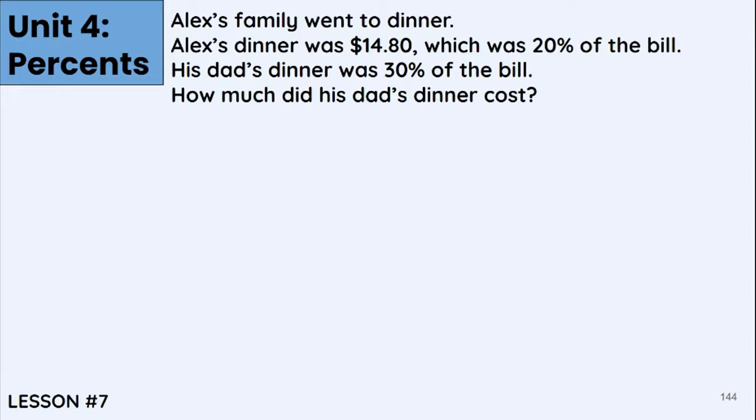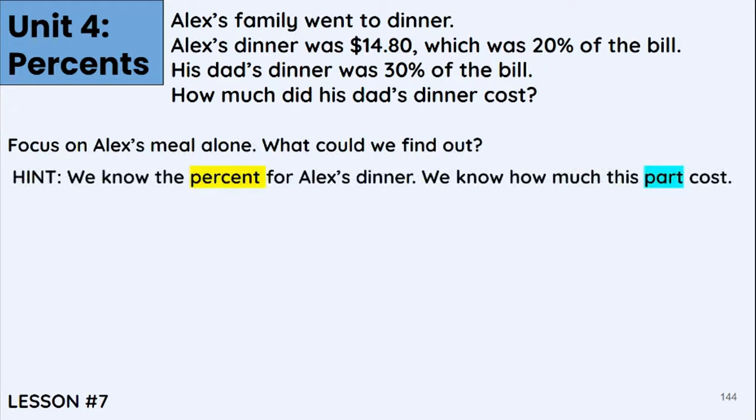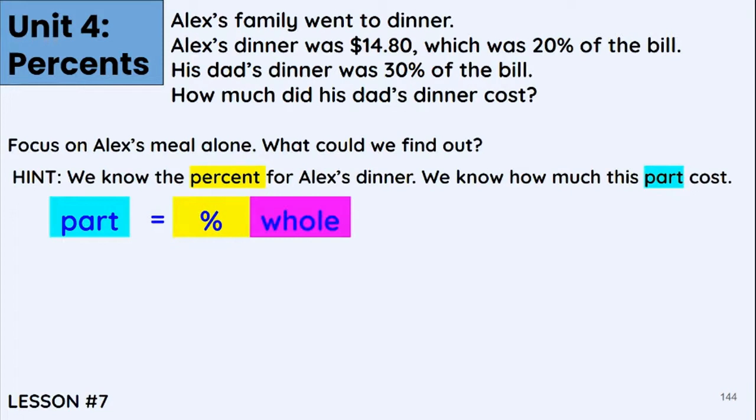Alex's family went to dinner. Alex's dinner was $14.80, which was 20% of the bill. His dad's dinner was 30% of the bill. How much did his dad's dinner cost? Focus on Alex's meal alone. What could we find out? So hint, we know the percent for Alex's dinner. We know how much this part cost. Part equals percent times whole.